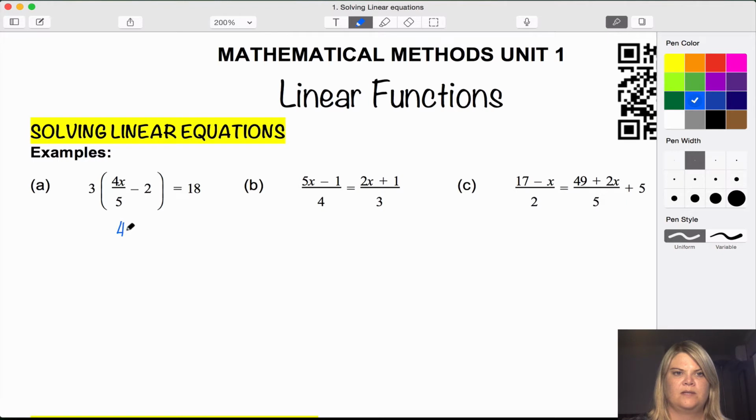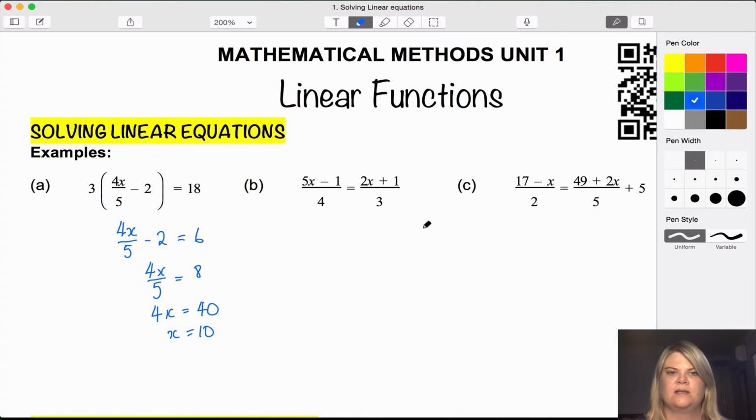And we're left here with 4x on 5 take 2 equals 18 divided by 3, which is 6. We can now take the 2 to the other side. 6 plus 2 is 8. Multiply by the 5. And x equals 10. There's our solution.